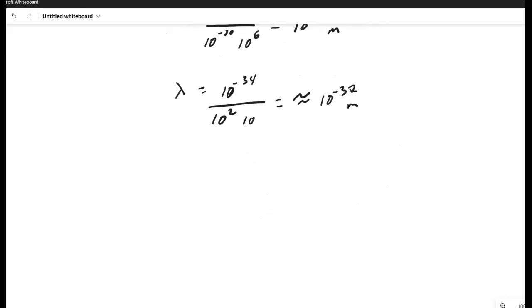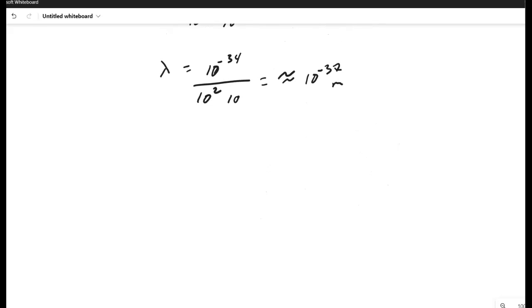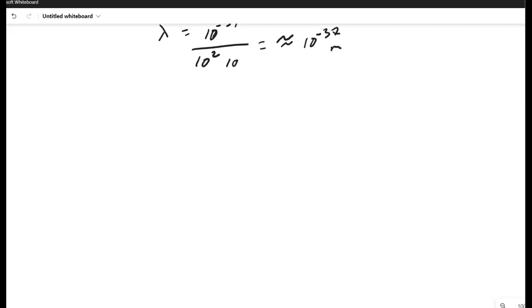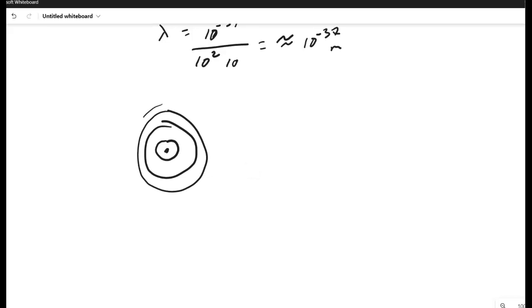Okay, looking at question number 4, as the principal energy level increases, what happens to the distance from the electron to the nucleus? Well, again, let's think about our simple picture. We have a nucleus. We have the n equal 1, n equal 2, n equal 3, n equal 4, etc. And so we can say the probability of finding an electron farther away from the nucleus is higher as you move toward higher energy.